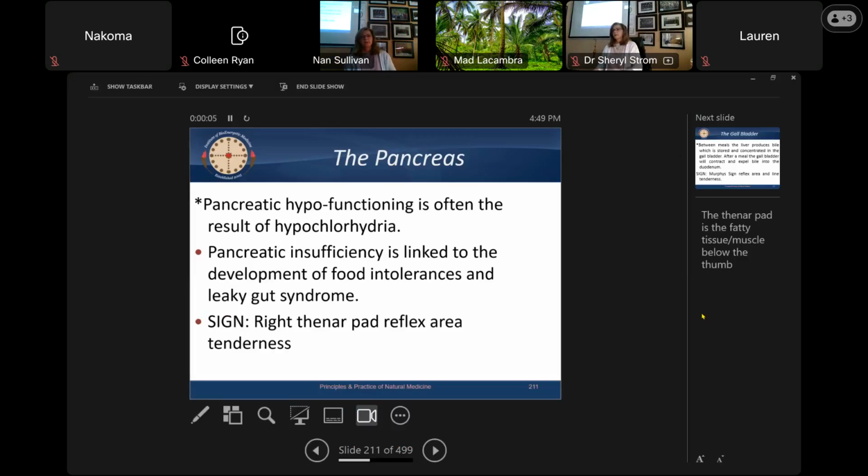Okay, so the thenar pad reflex area is right here. So here's your thumb, and it's this pad. You can press on it, and if it's tender, it's very possible you have some deficiency in hydrochloric acid. You can take it with your thumb and hold it like this. That's one sign.